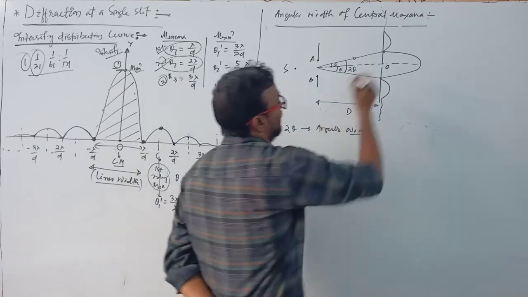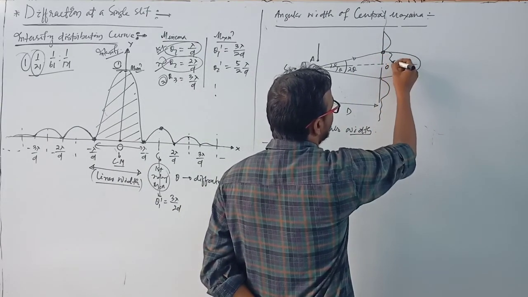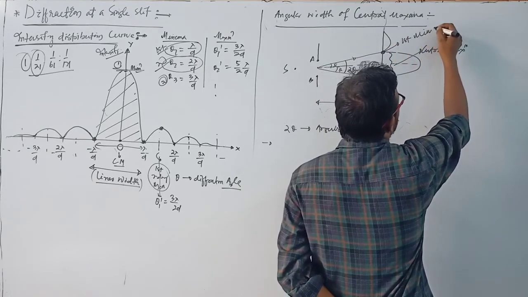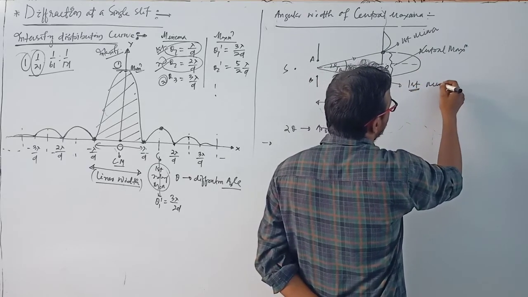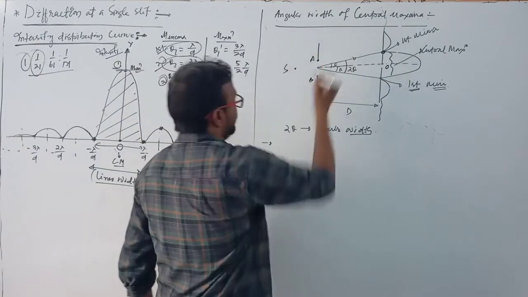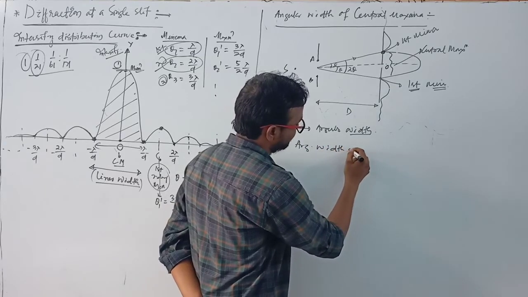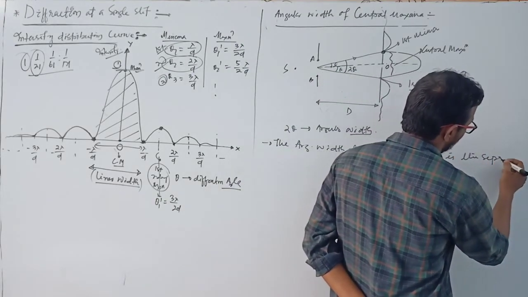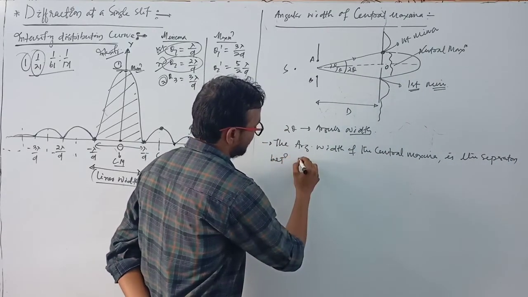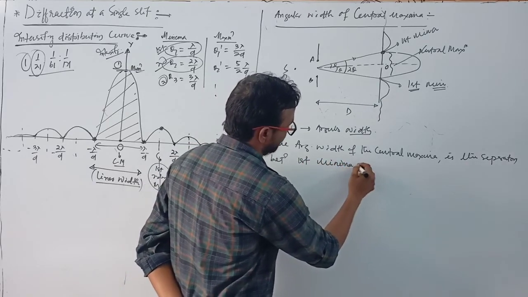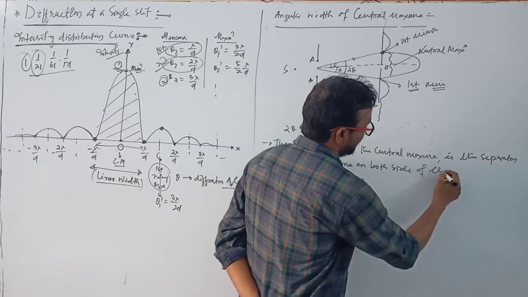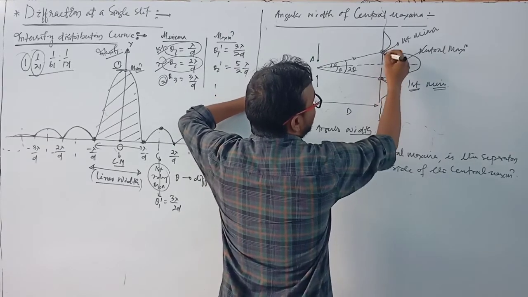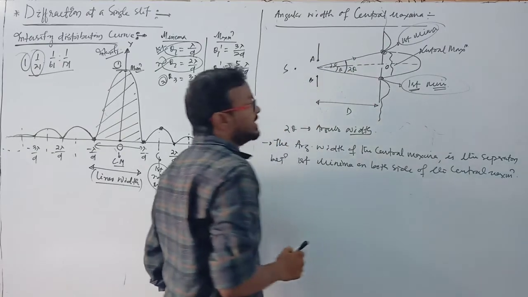The angular width can be found because this is the central maxima, and at this point is the first minima, at this point also the first minima. Clear? So now write the definition of angular width. The angular width of the central maxima is the separation between the first minima on both sides of the central maxima. This is the first minima and this is also the first minima. We have to find this angle, and this angle is 2 theta.